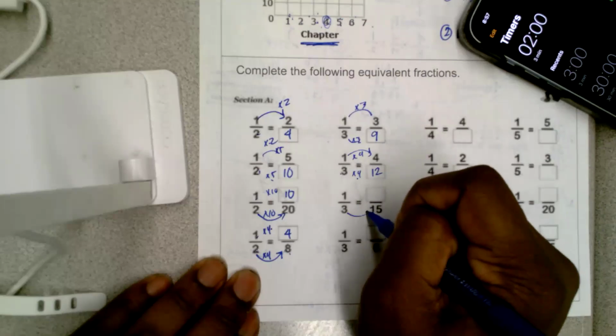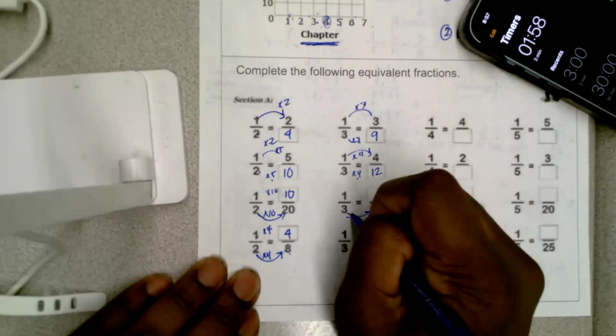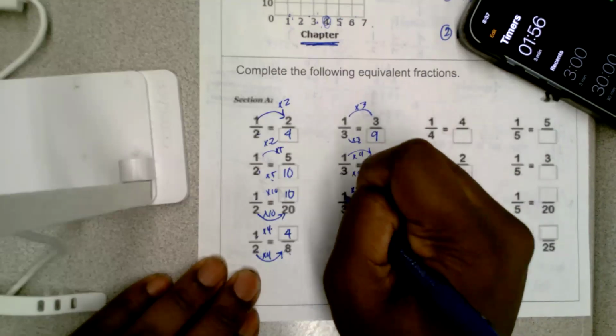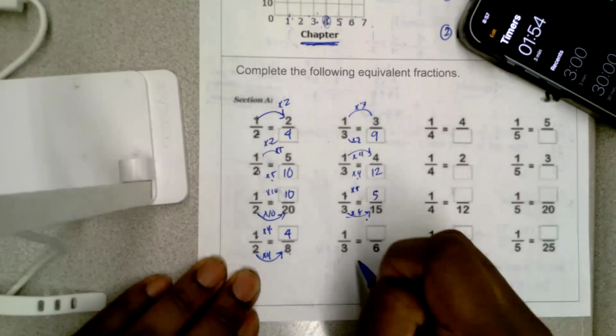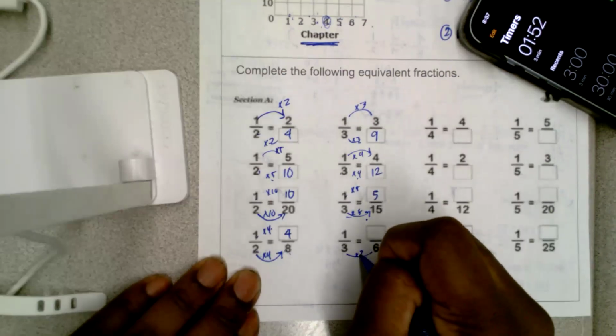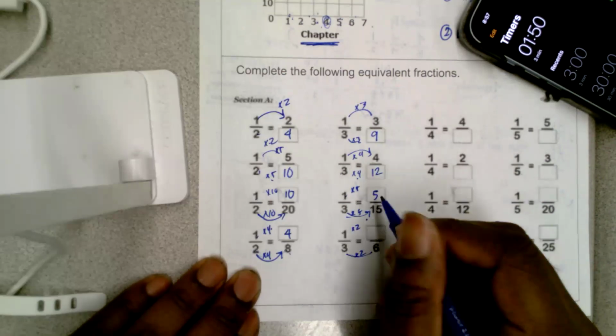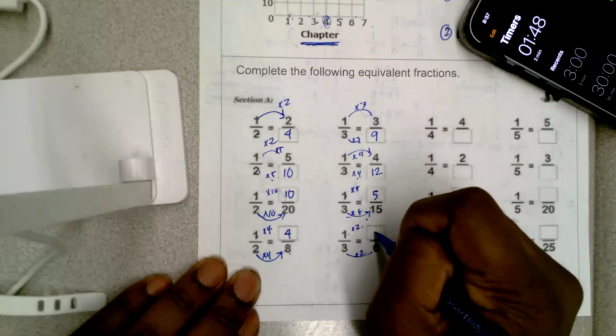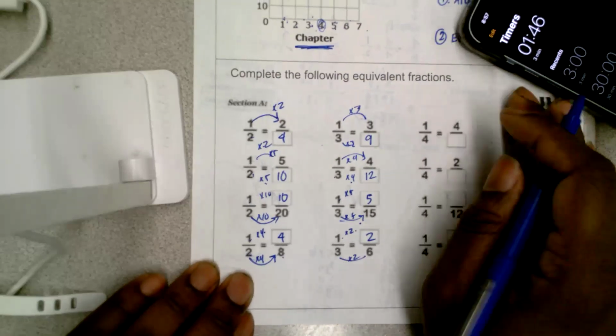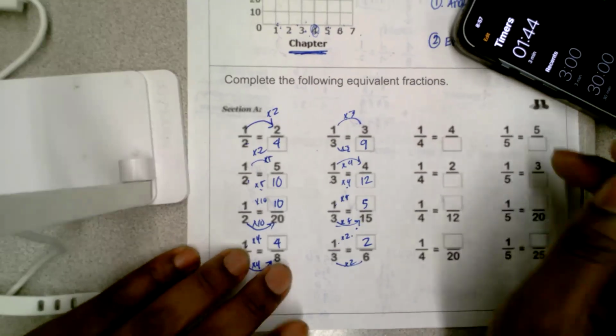To get from 3 to 15, it's times 5 on both sides. 1 times 5 is 5. To get from 3 to 6 is times 2 on both sides. And 1 times 2 is 2. I got 1 minute and 45 seconds left. Am I going to pass it?